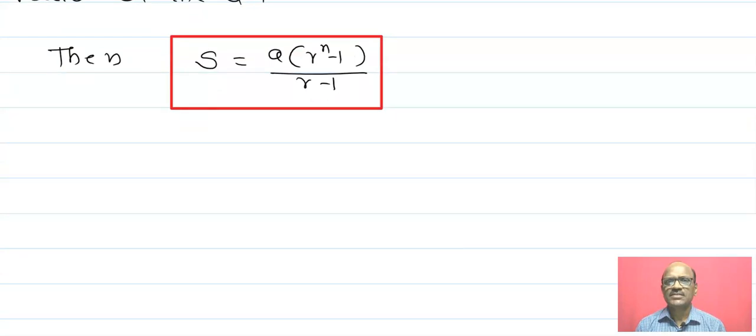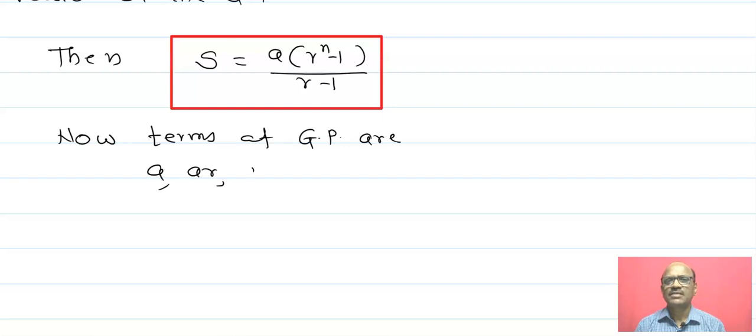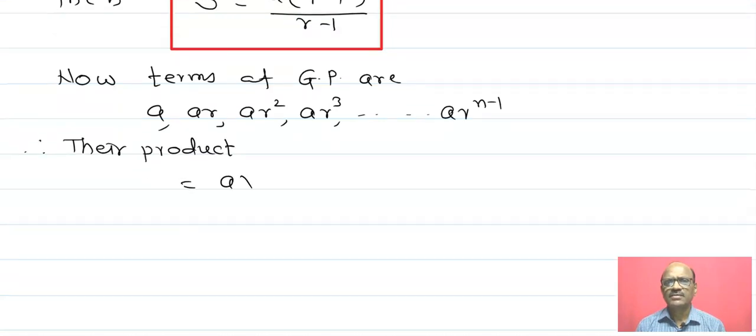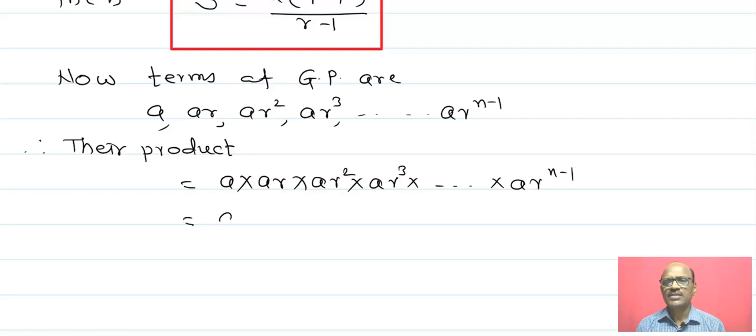Now next, the terms of the GP are A, AR, AR square, AR raised to 3, up to AR raised to n minus 1. Then their product is A into AR square into AR cube, up to AR raised to n minus 1.